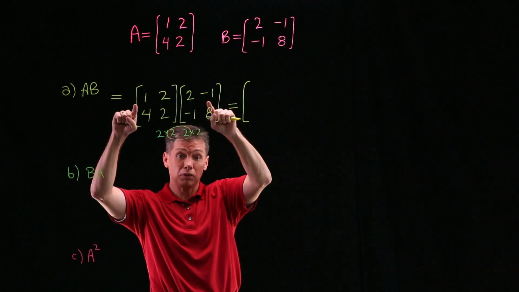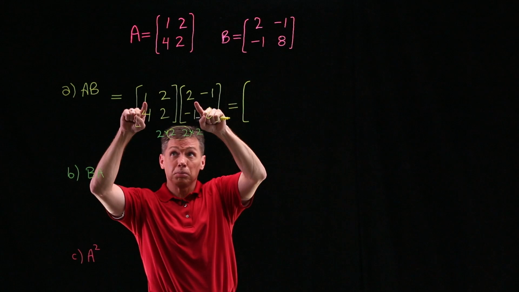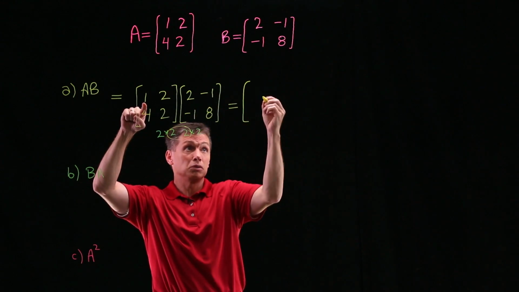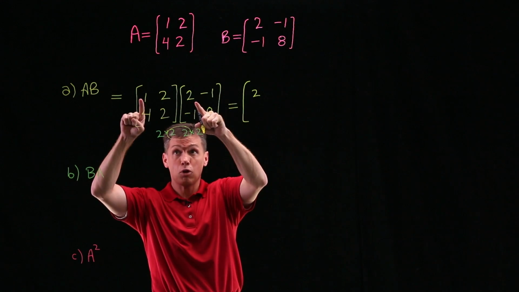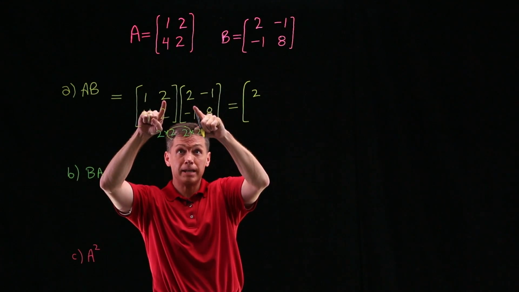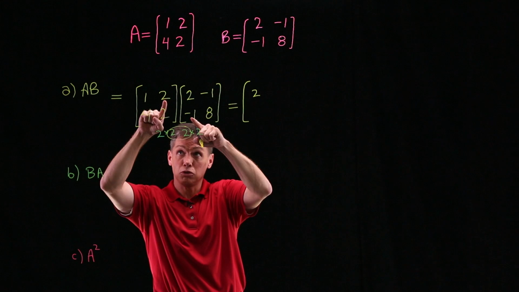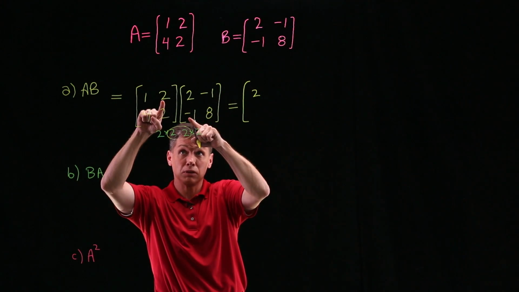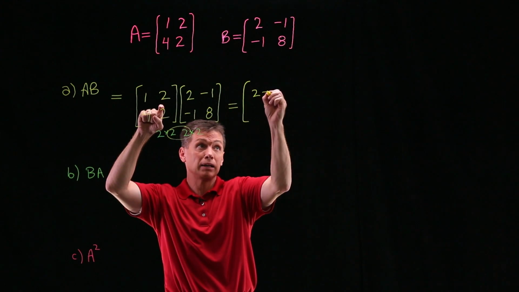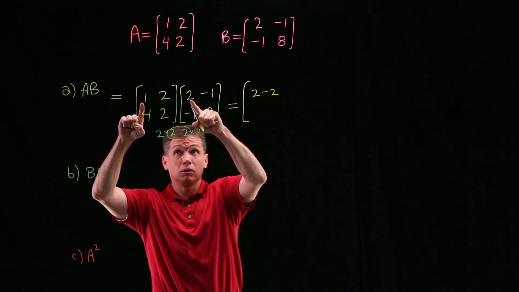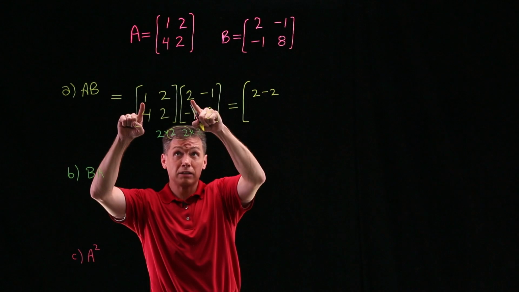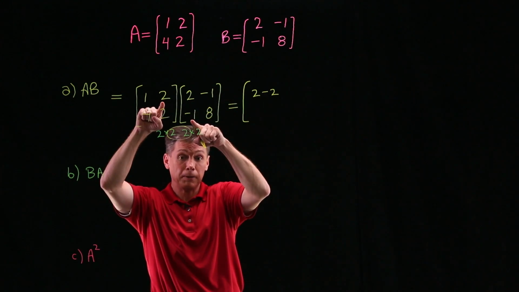So in order to get that first entry, I multiply 1 times 2. So 1 times 2 is 2. But then you add over with this finger, down with this finger. So 2 times negative 1. That's a negative 2. I'm adding negative 2. Okay? Again, 1 times 2, subtract. I'm going to go over, down, and multiply again.